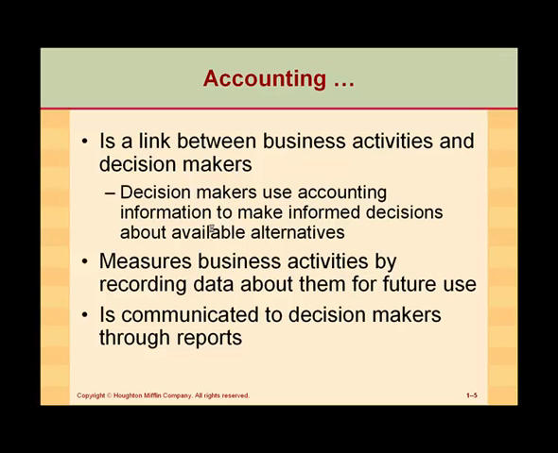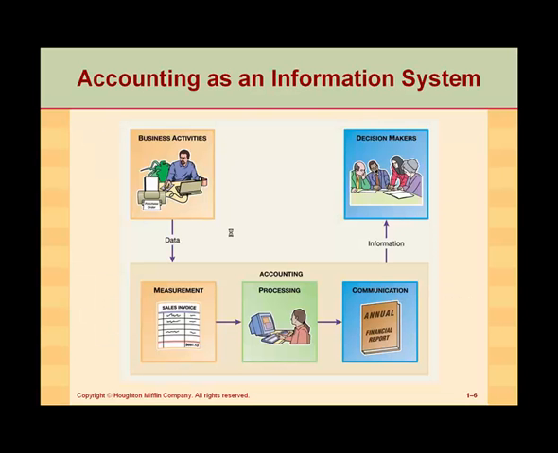Accounting is also a link between business activities and decision makers, and decision makers use the accounting information primarily aimed at making decisions in the future. It's sort of in a planning mode among available alternatives. Accounting measures business activities by recording data about them so that we can use them in the future, and it is communicated to decision makers through reports.